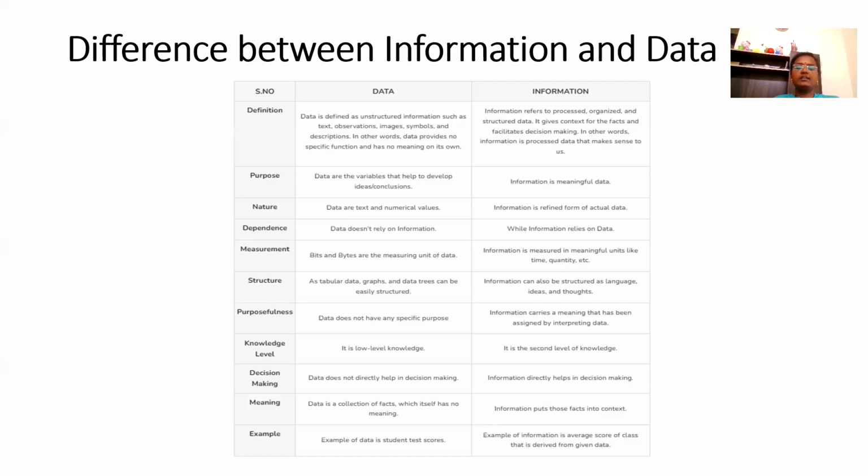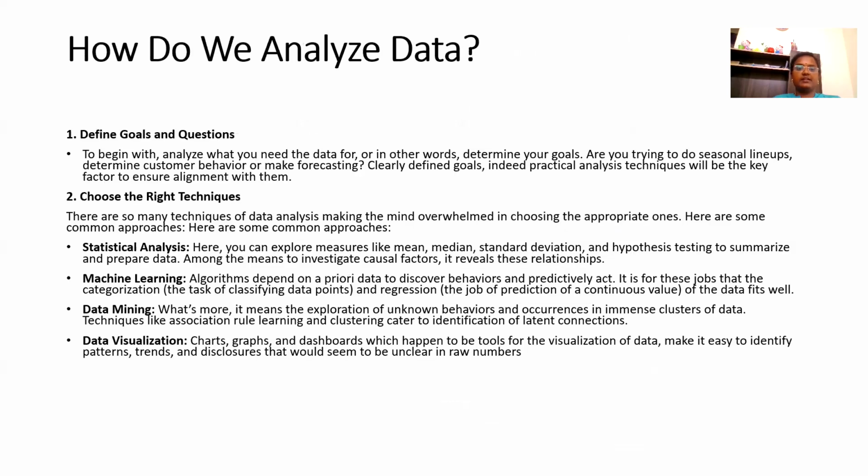From data, we cannot make a proper decision, but from information, you can take a decision. The meaning of data is a collection of facts. It has no meaning, but information will have meaning. An example of data is student test scores. An example of information is the average score of the class, derived from the given data.